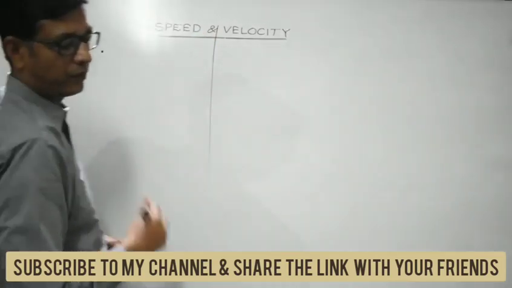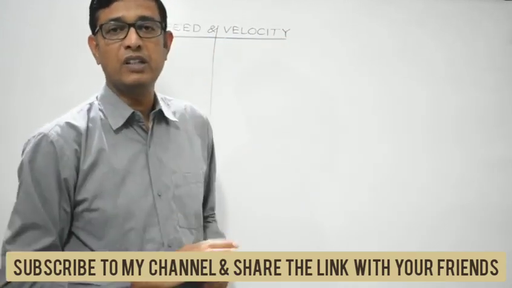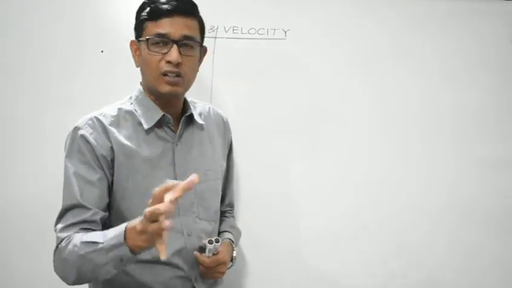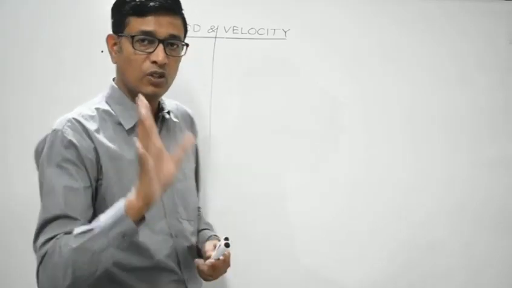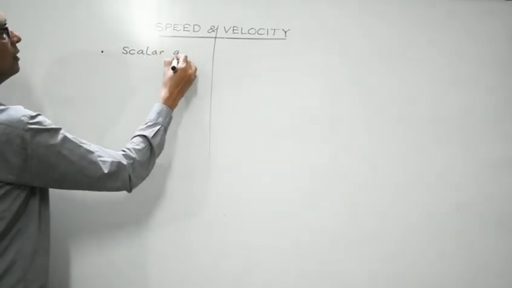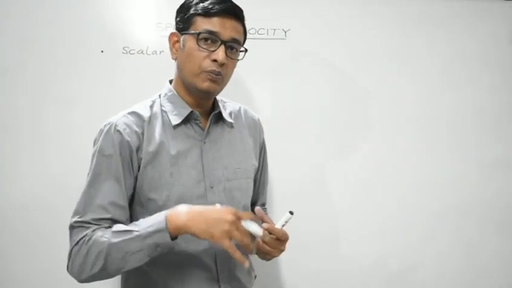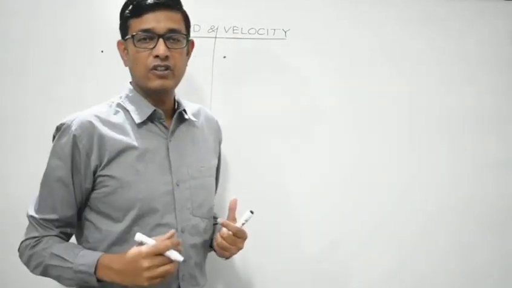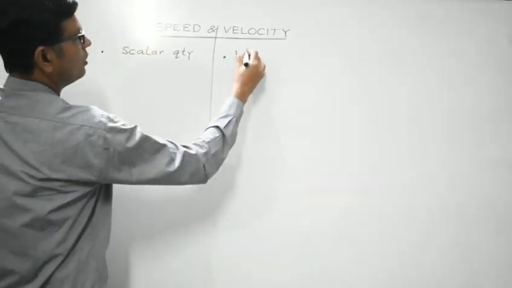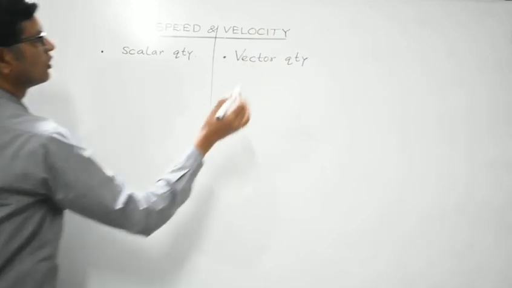So as we are aware, magnitude is the only thing which is associated with speed. It has no direction. So basically what I mean to say is that speed is a scalar quantity having only magnitude but no direction. While on the other hand, velocity possesses both magnitude as well as direction. Therefore, it must be a vector quantity. So velocity is a vector quantity. This is the fundamental difference between these two.